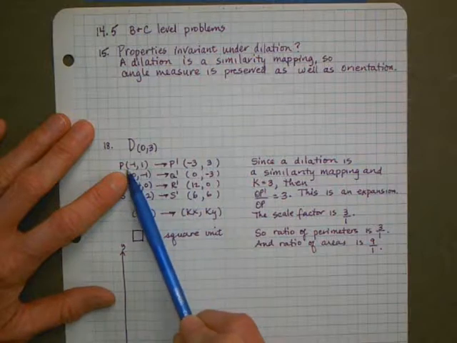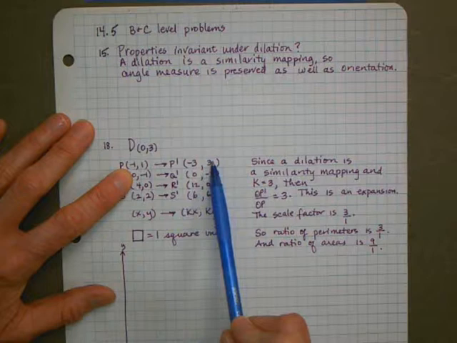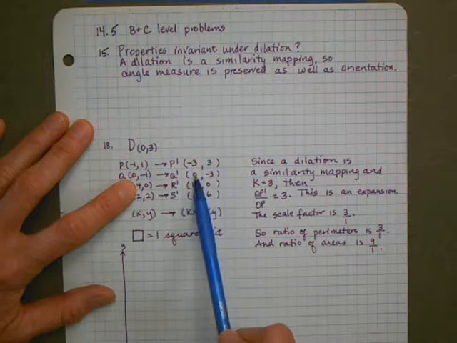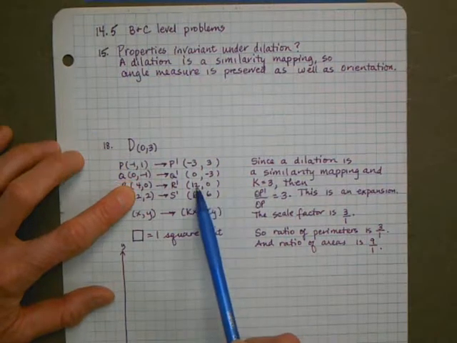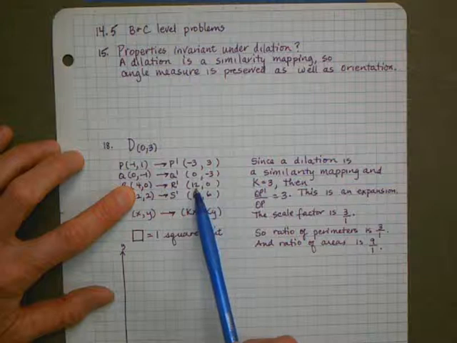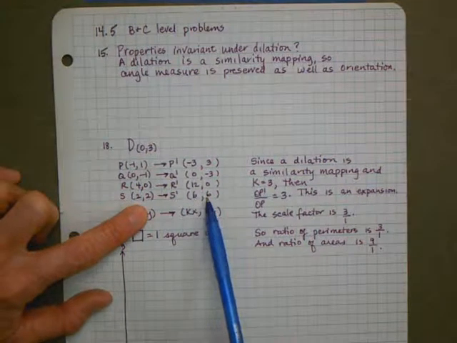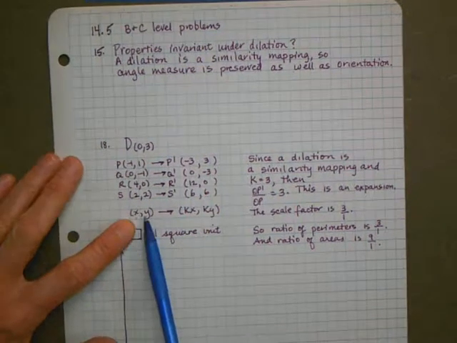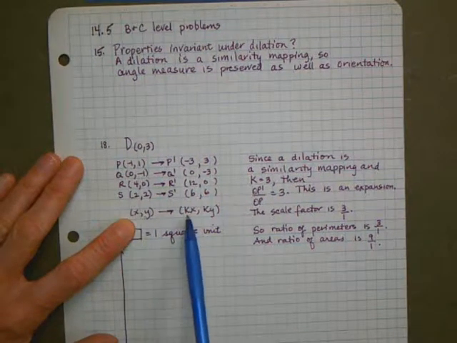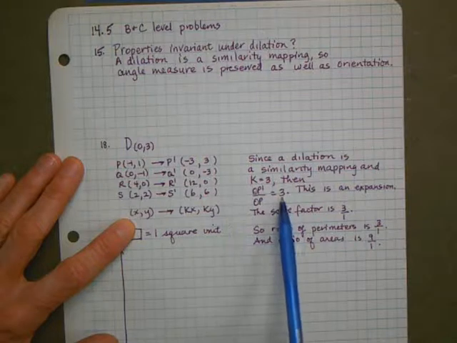that's the pre-image. So negative 1 times 3 is negative 3. 1 times 3 is 3. 0 times 3 is 0. Negative 1 times 3 is negative 3. And so on. You can see where the 12 comes from. And 2 times 3 is 6. 2 times 3 is 6 there. So any point (x, y) under this dilation gets mapped to (kx, ky), where the scale factor k is 3.